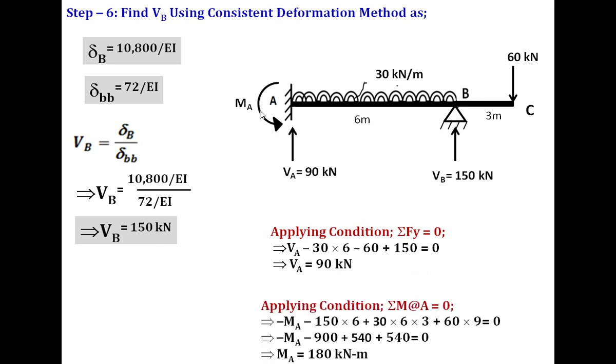And when we consider MA, let us assume MA in this anticlockwise direction and apply sigma M at point A equal to 0. This anticlockwise is minus, 150 into 6 is also minus because it is anticlockwise, and 60 into 9 is positive, and 30 into 6 into 3 is also positive. When we solve this, we get MA as positive, meaning this is the correct direction, 180 kilonewton meter.